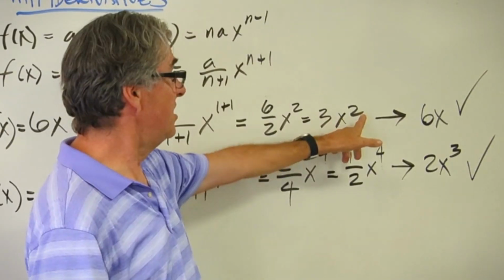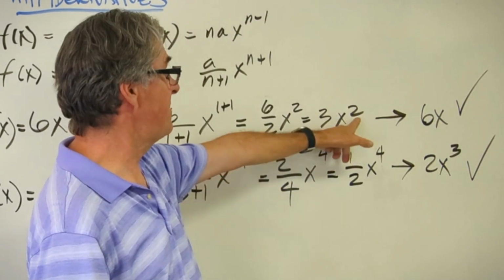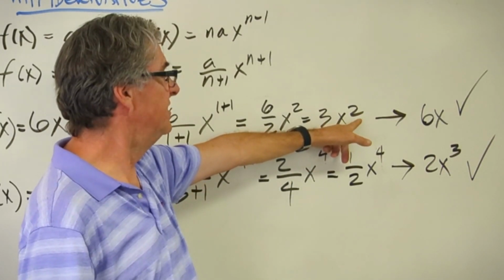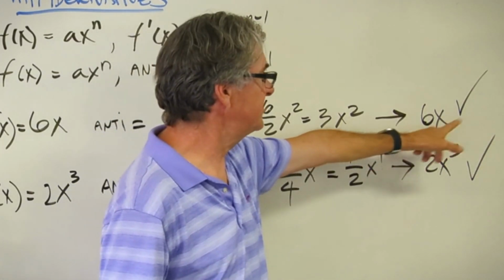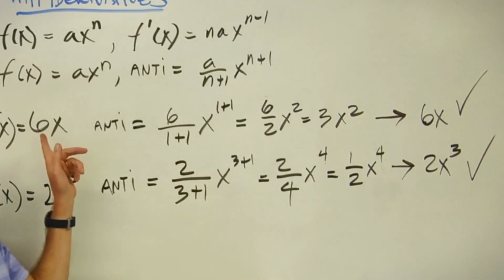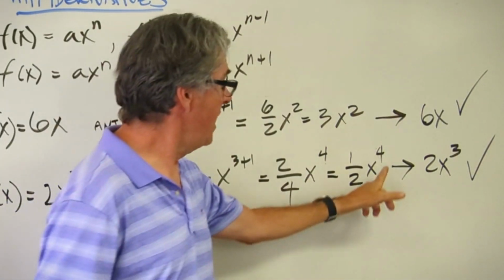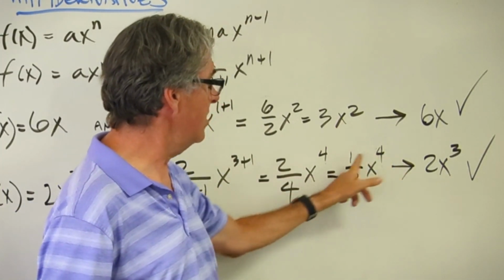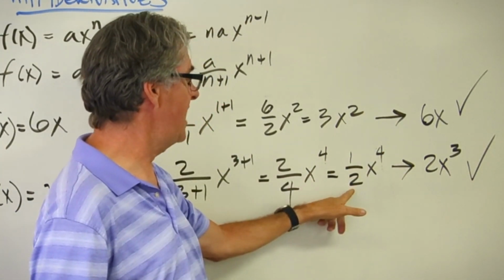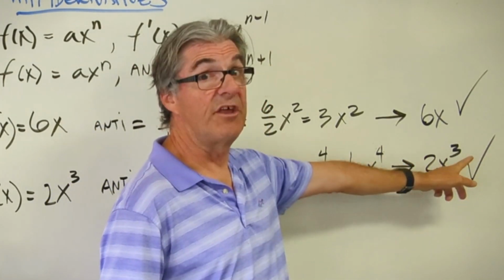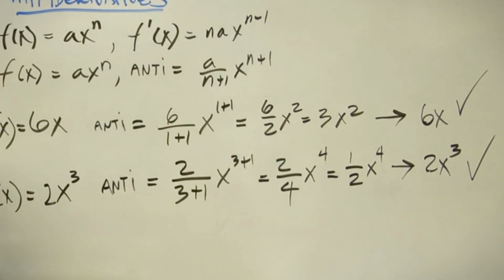Using the power rule, I just multiply my coefficient by my exponent. 2 times 3 is 6. Reduce my exponent by 1, so that's x to the 1. So that's just x. So that gets us back to 6x, which is indeed what our function was in the beginning. Woohoo, success. Let's try the second one. I'm just going to multiply my power times my coefficient. 4 times 1/2 is 2, and I reduce my power by 1. So this becomes 2x to the third, and woohoo, we're there.